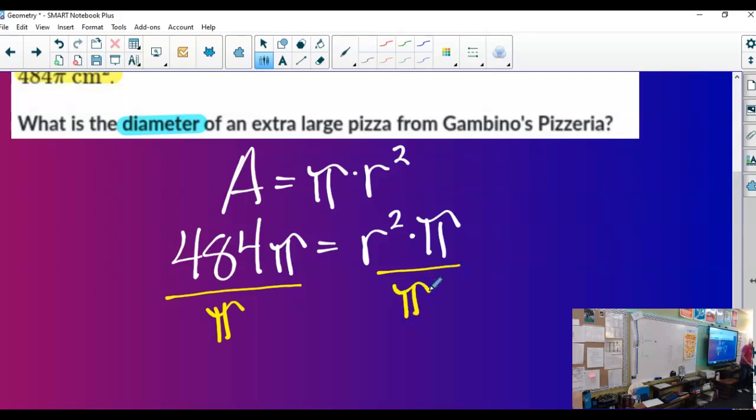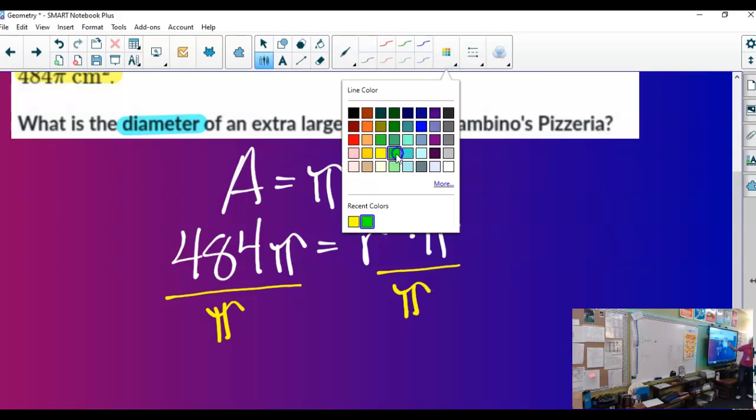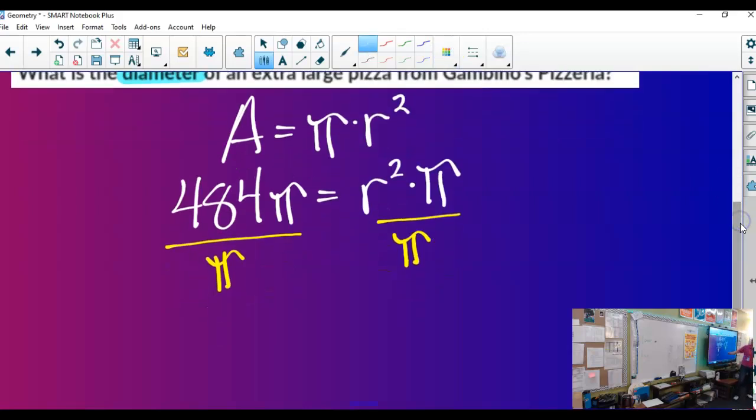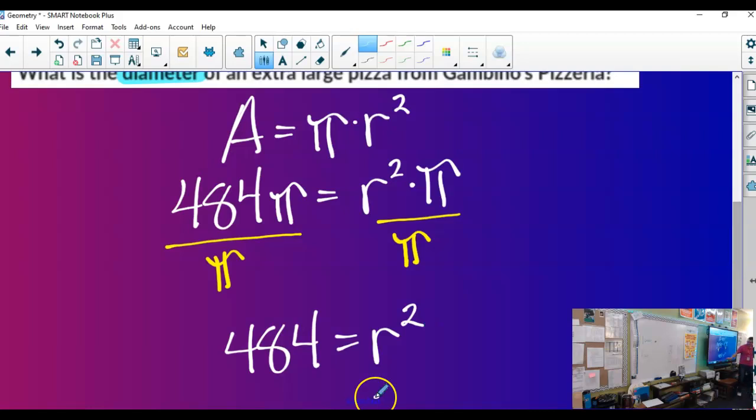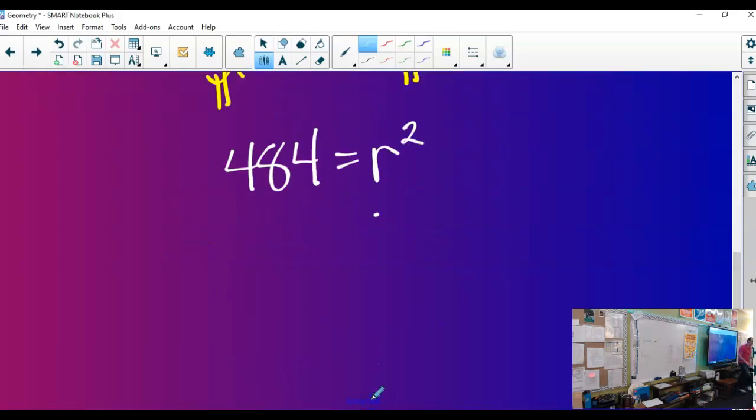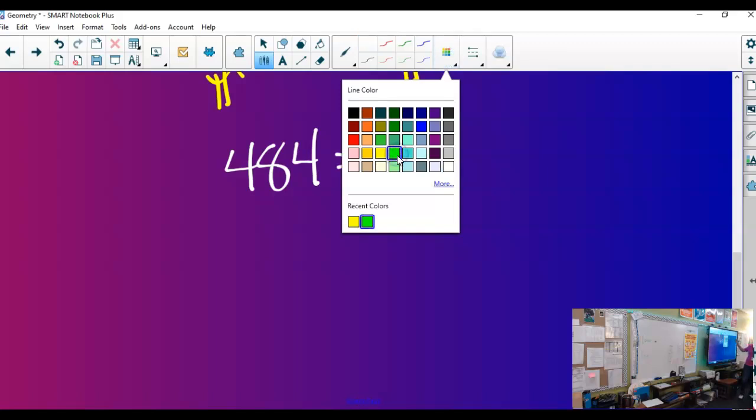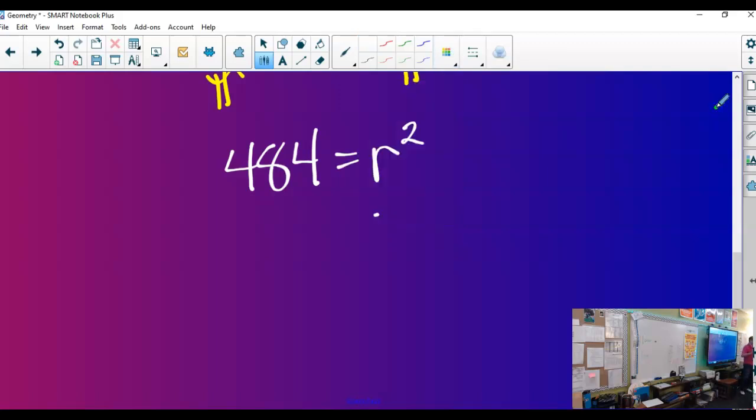I can get rid of that pi on both sides by dividing. That's why we have a backup. So then, we get 484. Now, this is where you might not know what to do in your calculator to get this to happen. To unsquare something, anyone know what it's called? What symbol we use? Lydia? Yeah, you know when I said anyone know what it's called? Madeline? Square root.